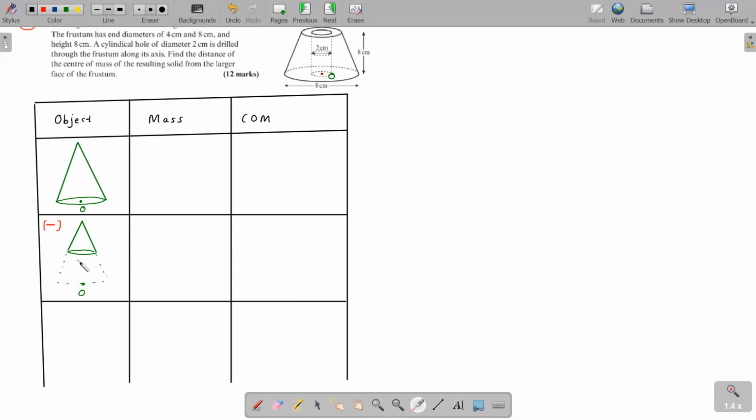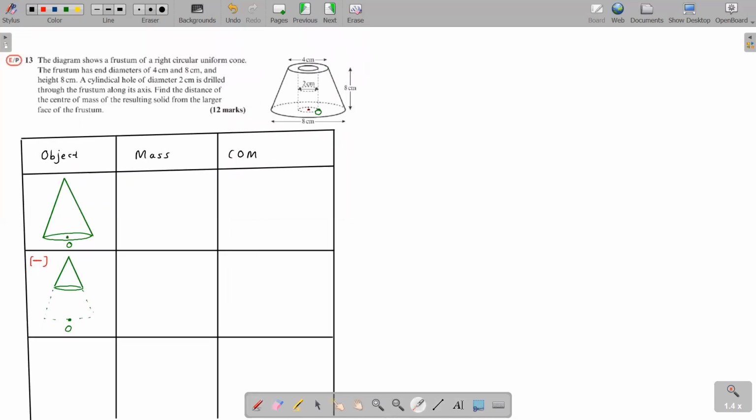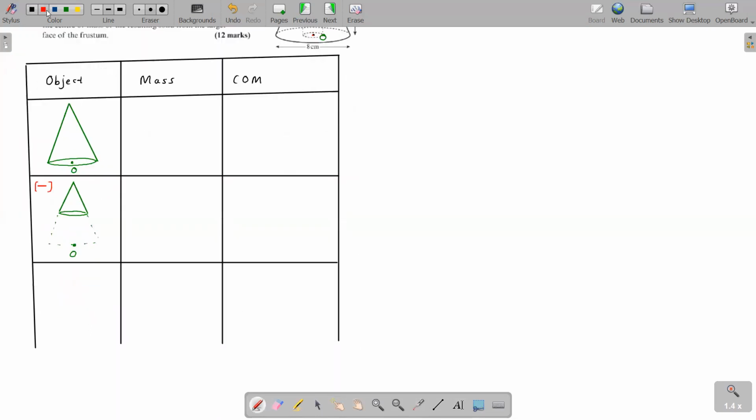But we are not done with this sum. It's not the frustum that I want. We are not supposed to get the center of mass of the frustum, but of the object after we also remove the cylinder. So what's happening here? From the large cone, you remove the small cone, you get the frustum, and then from that frustum, you again remove a cylinder, right guys? Are you guys with me?